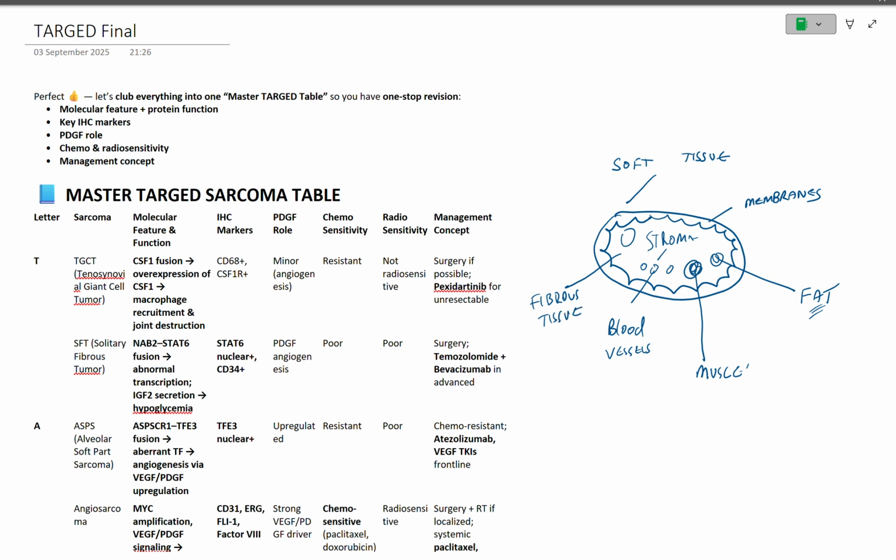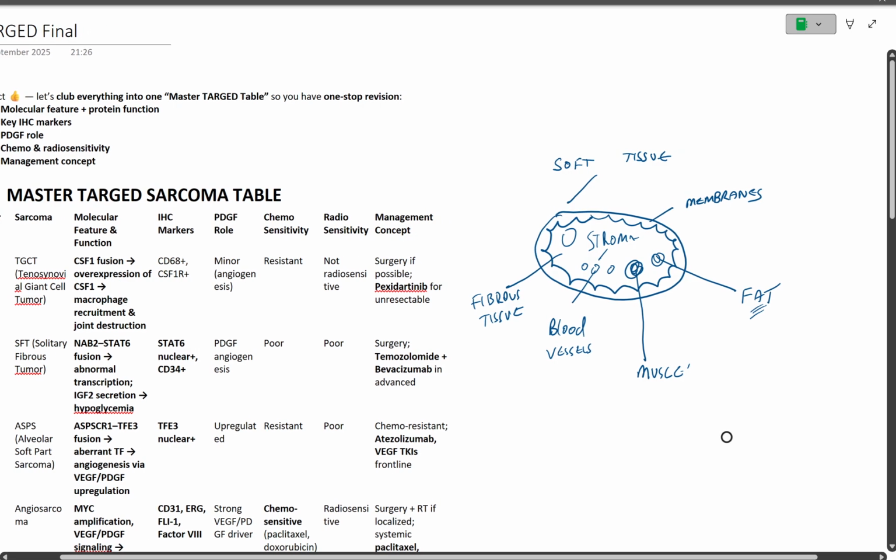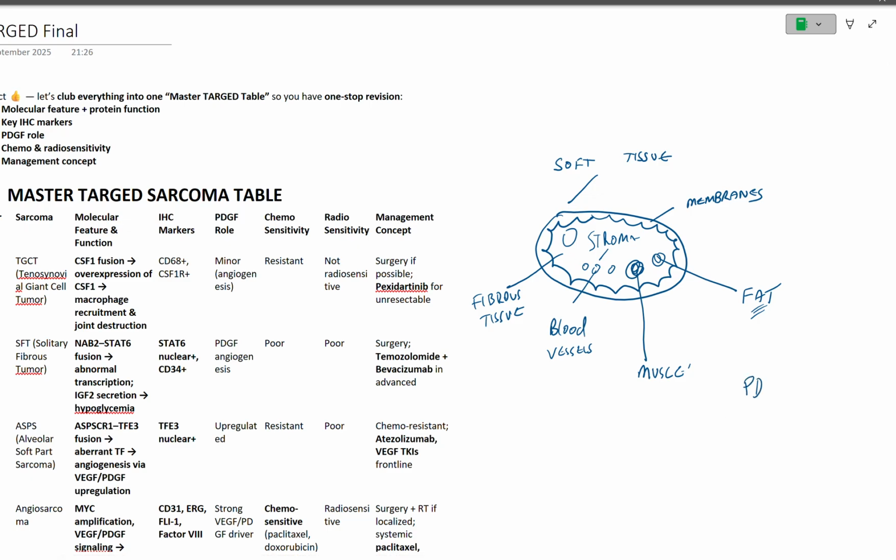So if you classify it like this very easily, you can remember the entire soft tissue components and then make a cancer of each of these. And remember that most of these cancers have targeted the platelet derived growth factor and the platelet derived growth factor receptor. So remember this target. Okay, and then you start labeling each.